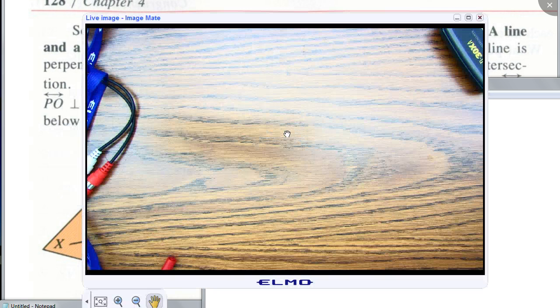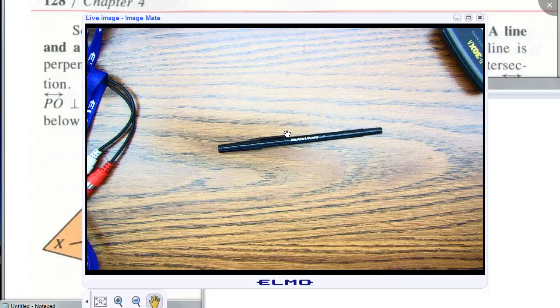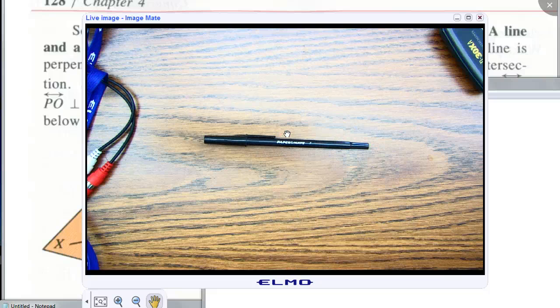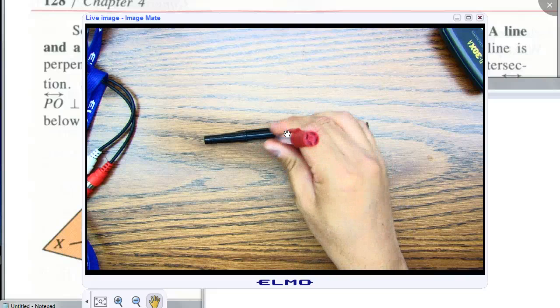Okay, guys, let me show you. Samantha is exactly right. This is what Samantha is saying. Imagine this right here is our plane. Now imagine that this pen is a line on this plane, and here is my plane that is perpendicular, right up here. Does that make sense?